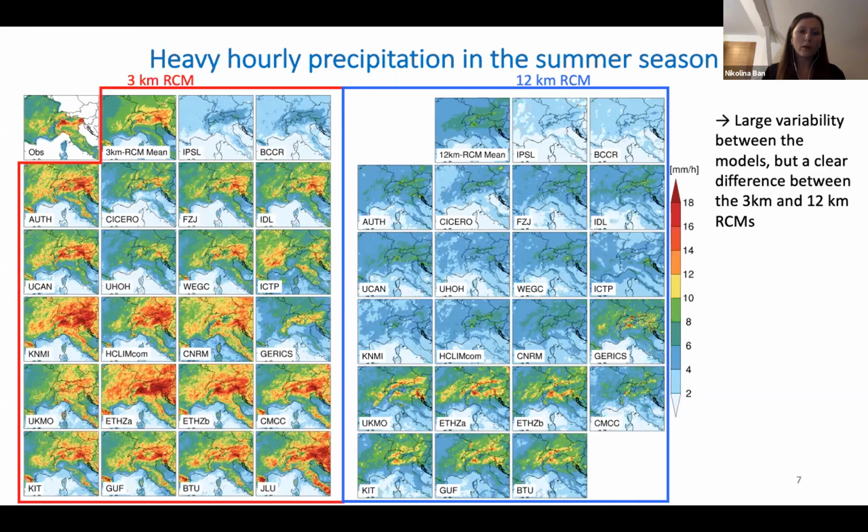And what you can see is that there is quite large variability between the models already for the same resolution. But there is a clear difference between the 3-kilometer models and the 12-kilometer models, and this is that almost all 12-kilometer models tend to underestimate the intensity of this heavy hourly precipitation.